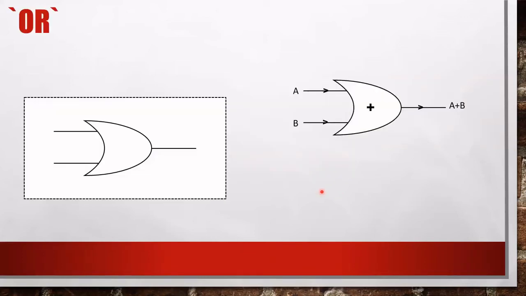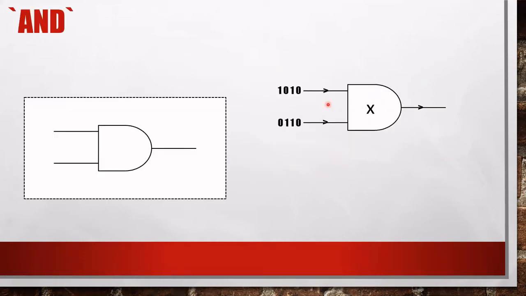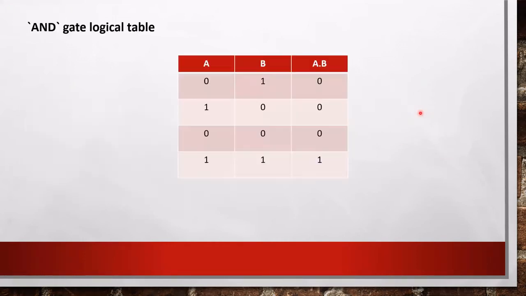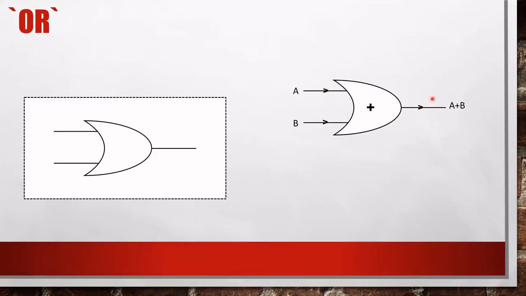Next, we talk about the OR gate. This is how the OR gate is represented. It's something like an alien spaceship. This is the symbol for the OR gate. Like you saw in the AND gate, here we add the data to produce the output. In the previous AND gate, we multiplied the data to produce the output, but here we add the data to produce the output.